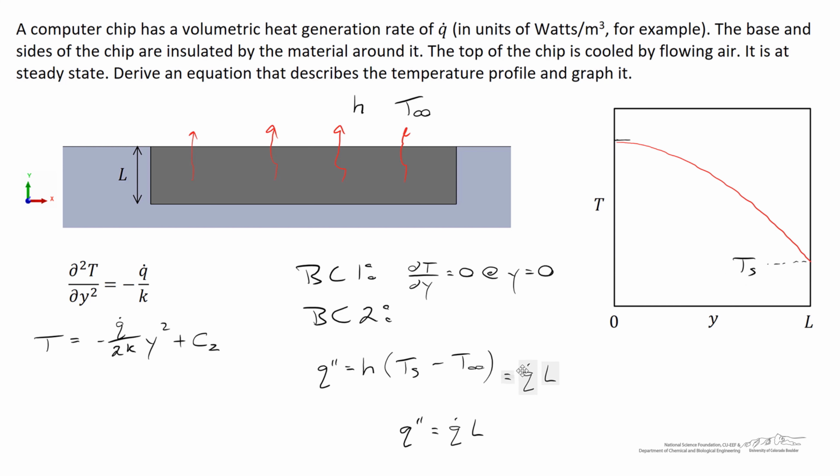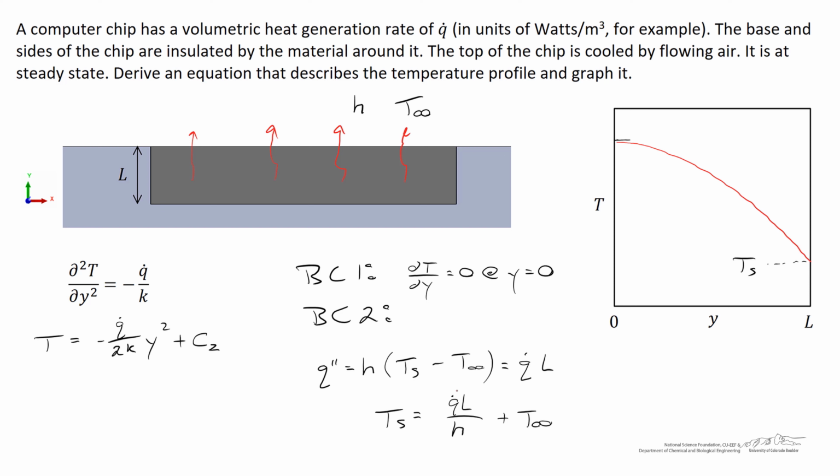To do that, let's equate the two equations for flux. So now that allows us to solve for the temperature at the surface of the chip. So Ts is equal to Q dot times L divided by the heat transfer coefficient H, plus T infinity. Double checking our units, that better have units of temperature. And so Q dot is watts per cubic meter, length is meters, and 1 over the heat transfer coefficient is meters squared Kelvin per watt. Simplifying this, we find that watts cancel out and cubic meters cancel out, and we are left with units of Kelvin, which is good.